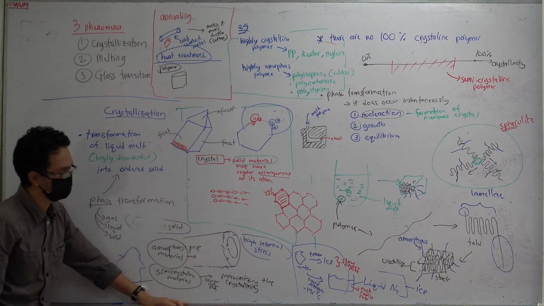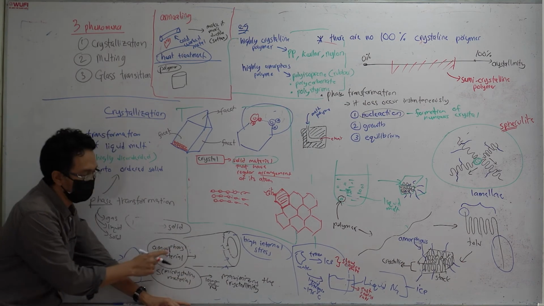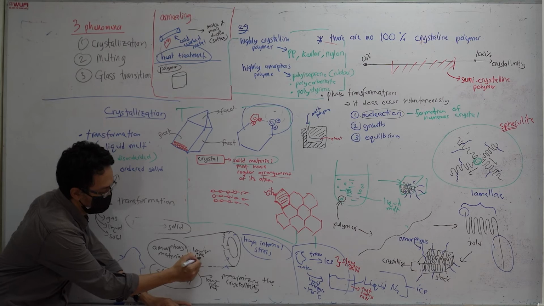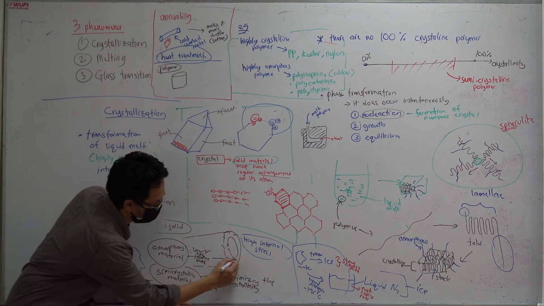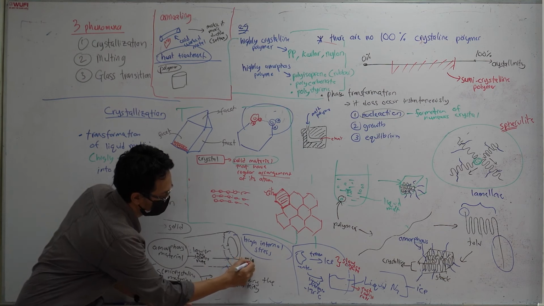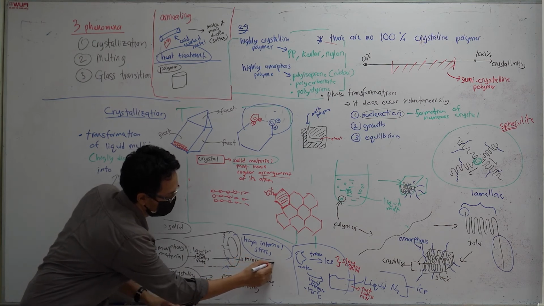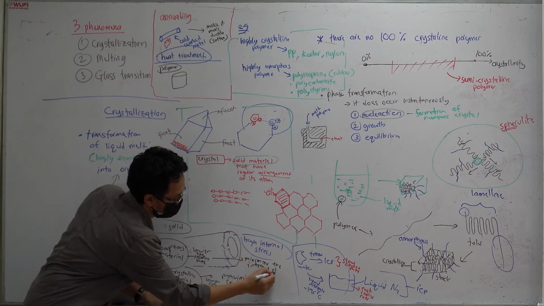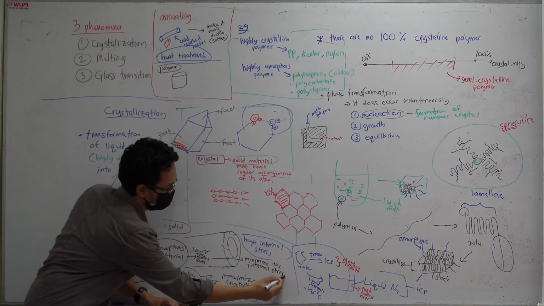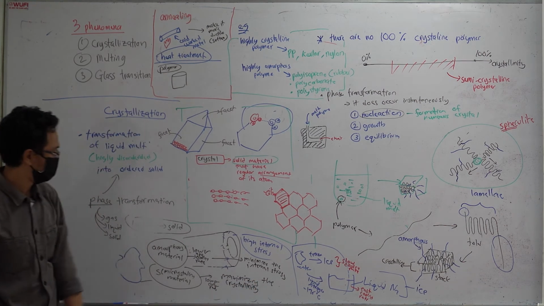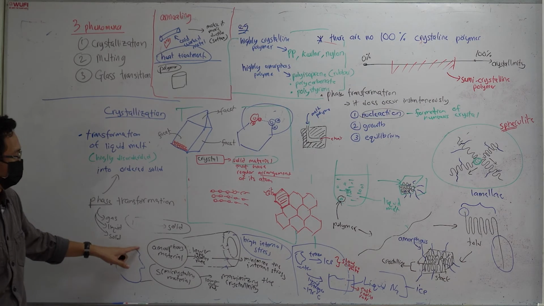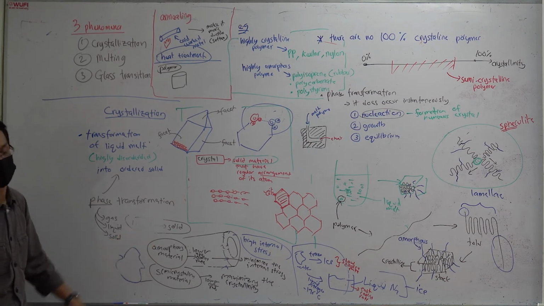If you have totally amorphous material, when you lower the cooling rate, you basically minimize the internal stress. So normally annealing in polymer depends on whether the polymer is highly amorphous or highly semicrystalline.